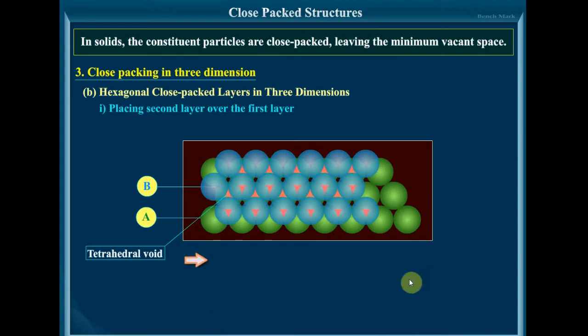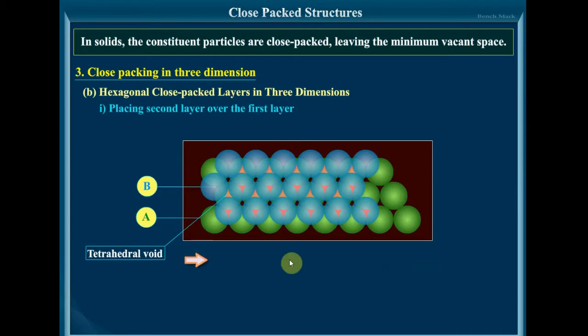So here you can see that the first layer is there, the second layer is there, and that is a tetrahedral void shown here. What do you mean by tetrahedral void? That void is surrounded by four spheres. That is, the four spheres are at the corners of a regular tetrahedron, and hence that type of voids or gaps are called tetrahedral voids.